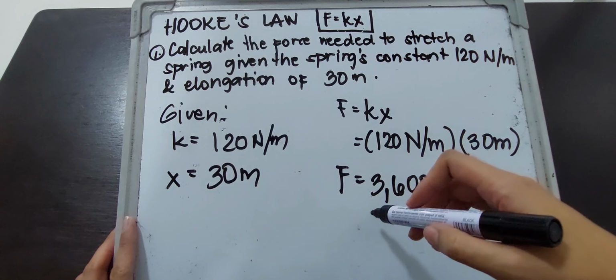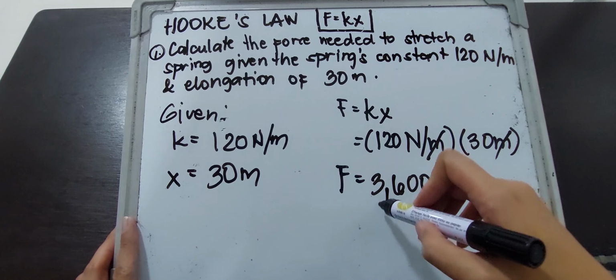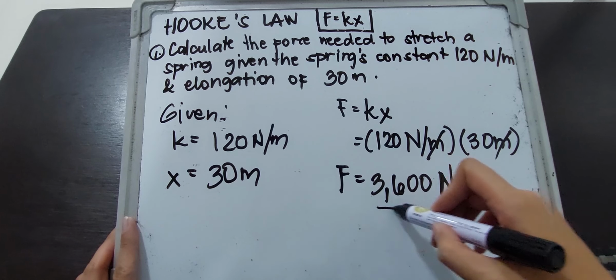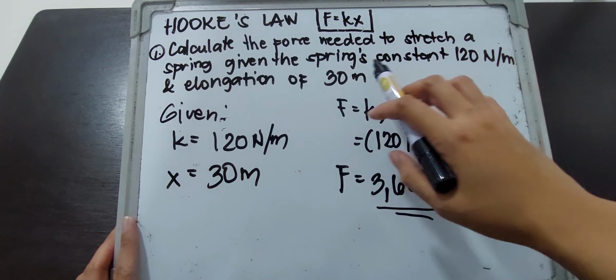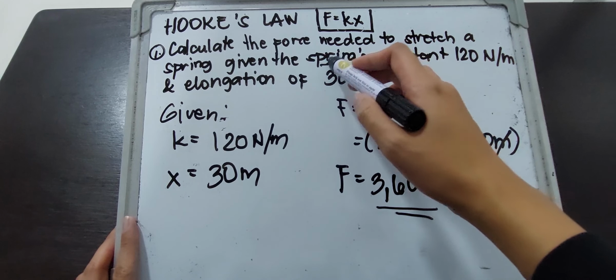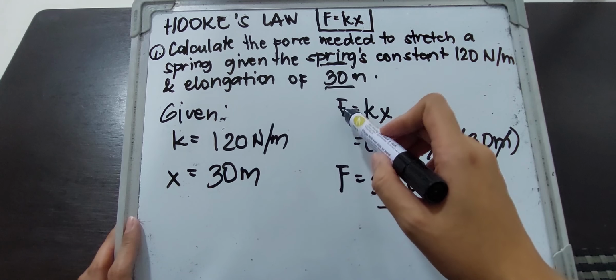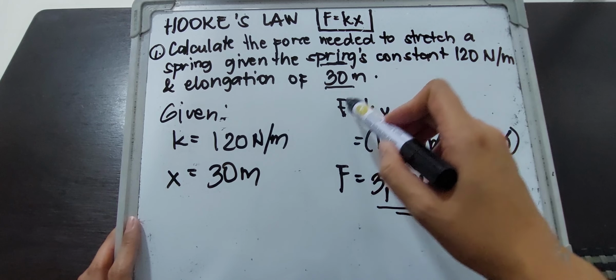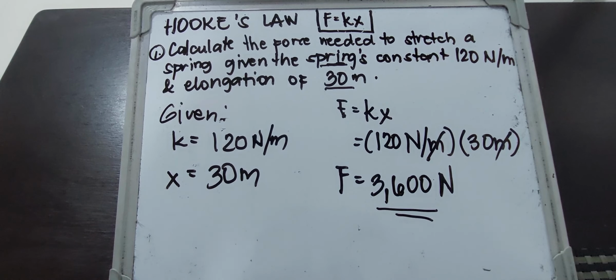So if we encode this in our calculator, we will get the answer of 3,600 newtons. It means that nakakancel out, our remaining unit is Newton. It means that we need to exert 3,600 newtons of force for us to stretch this spring. At para ma-stretch natin siya in 30 meters. Alright? It means that the amount of force is directly proportional to the elongation and to the spring's constant.